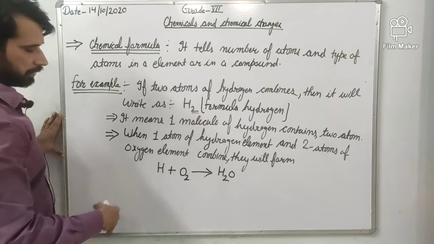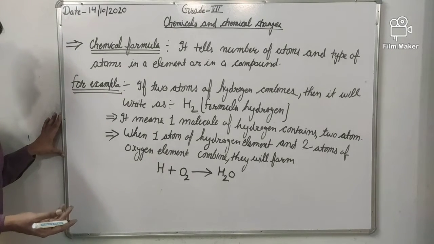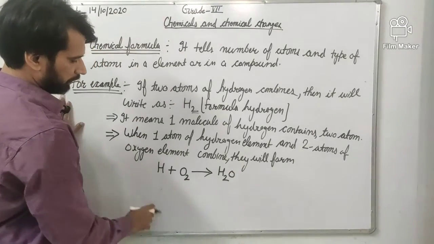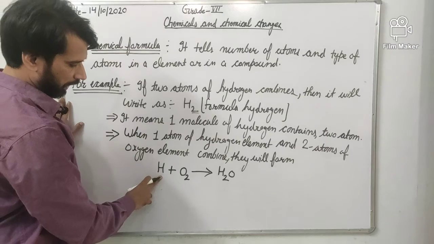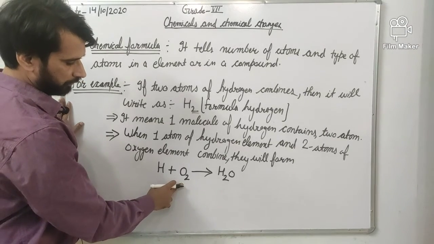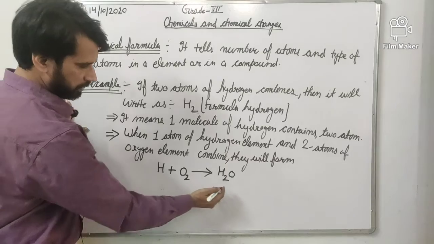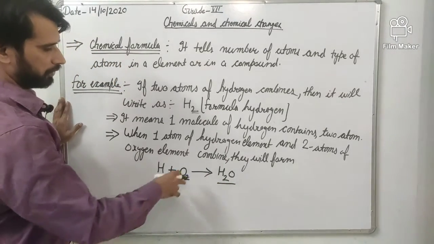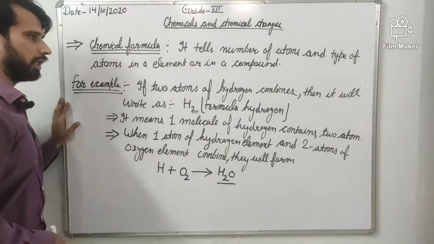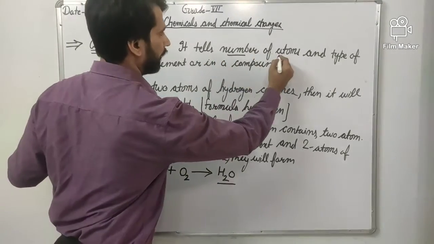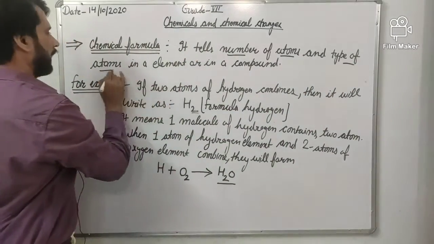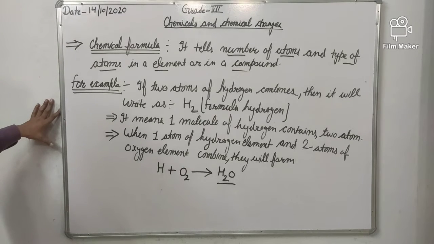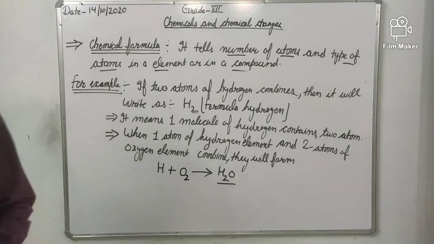Now we can conclude that in one molecule of water there are 2 atoms of hydrogen element and 1 atom of oxygen element. So this is the molecule of water, or the chemical formula of water. So what does a chemical formula tell? It tells the number of atoms and the type of atoms in an element or in a compound. Now we will do some more examples.